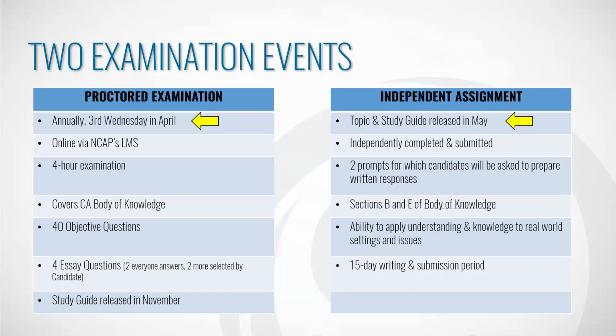The second process is the independent writing assignment. This happens in May of each year. So you can see that it falls after the proctored exam time-wise. This is something that's independently completed by you. It's supposed to be your work, your original thoughts. You write your answers and you submit them to us via email.